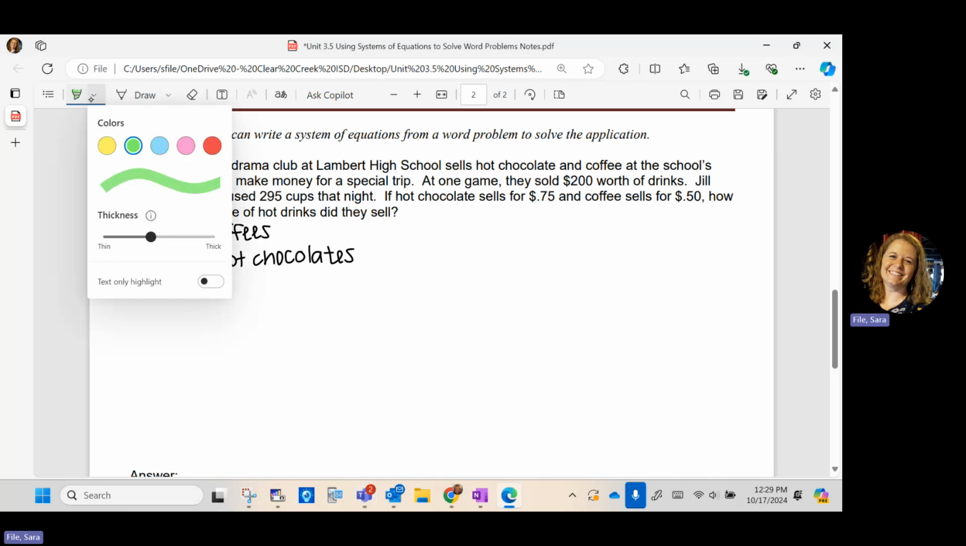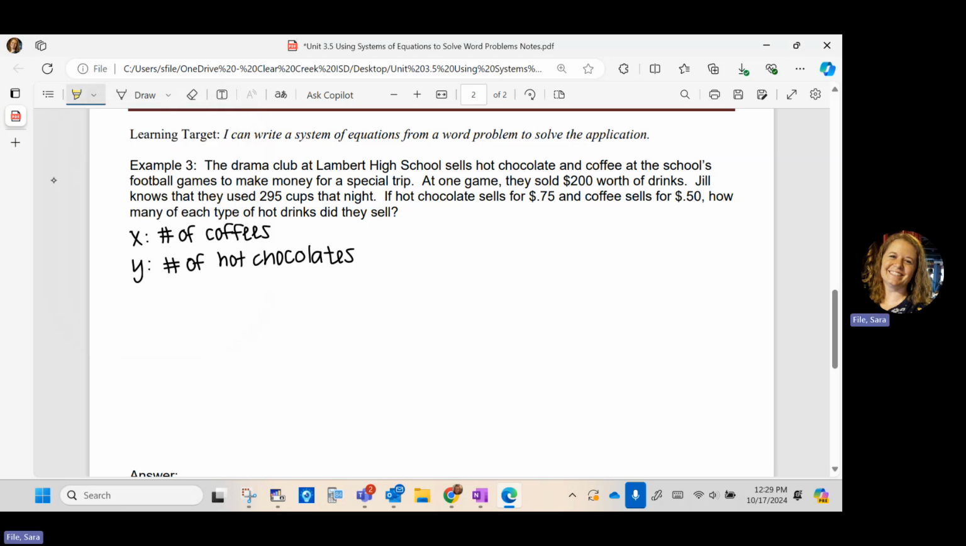So they told us, let's see, they sold $200 worth of drinks. Okay, and that the hot chocolate is 75 cents and the coffee is 50 cents. So all of the money goes together in one equation. Okay, so 75 cents, so that's 0.75 for the hot chocolate. We said hot chocolate's Y.